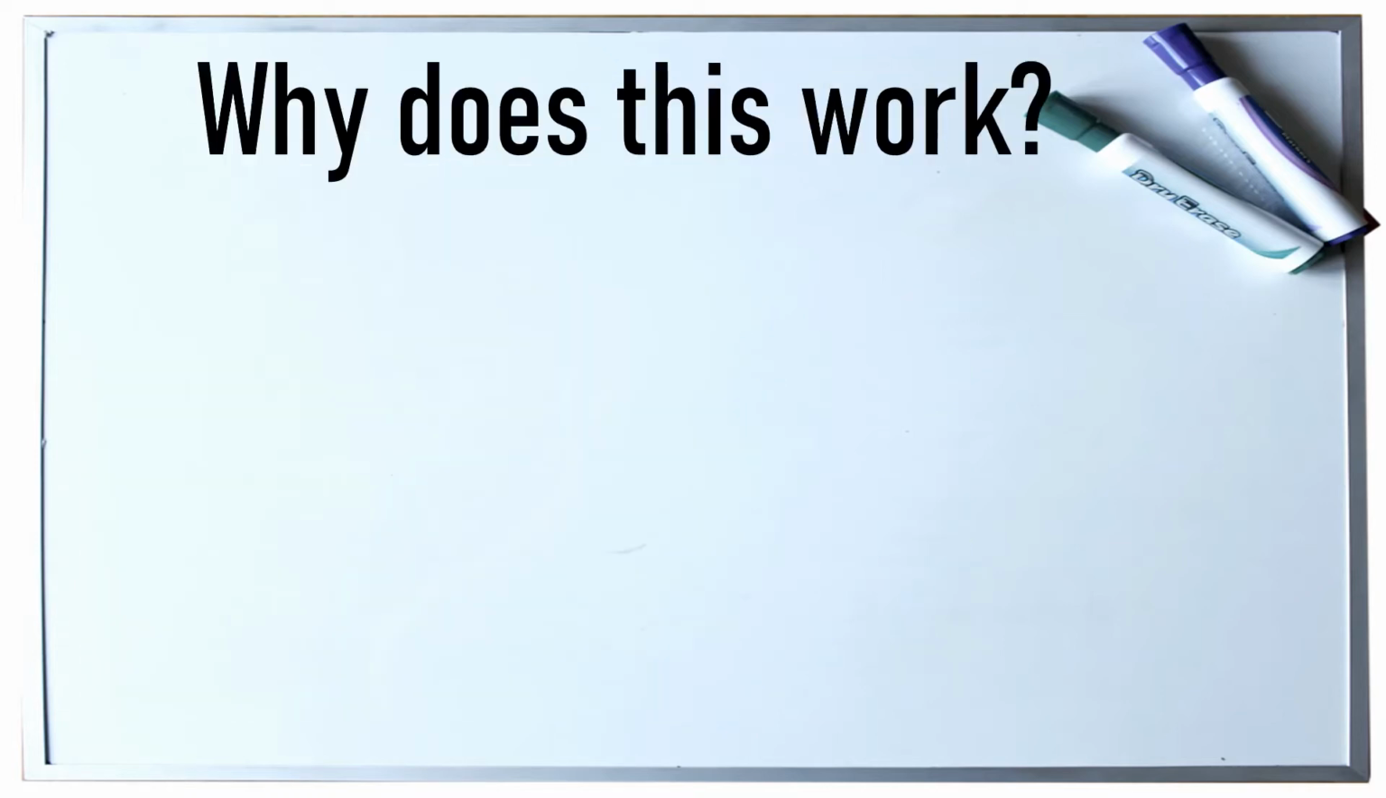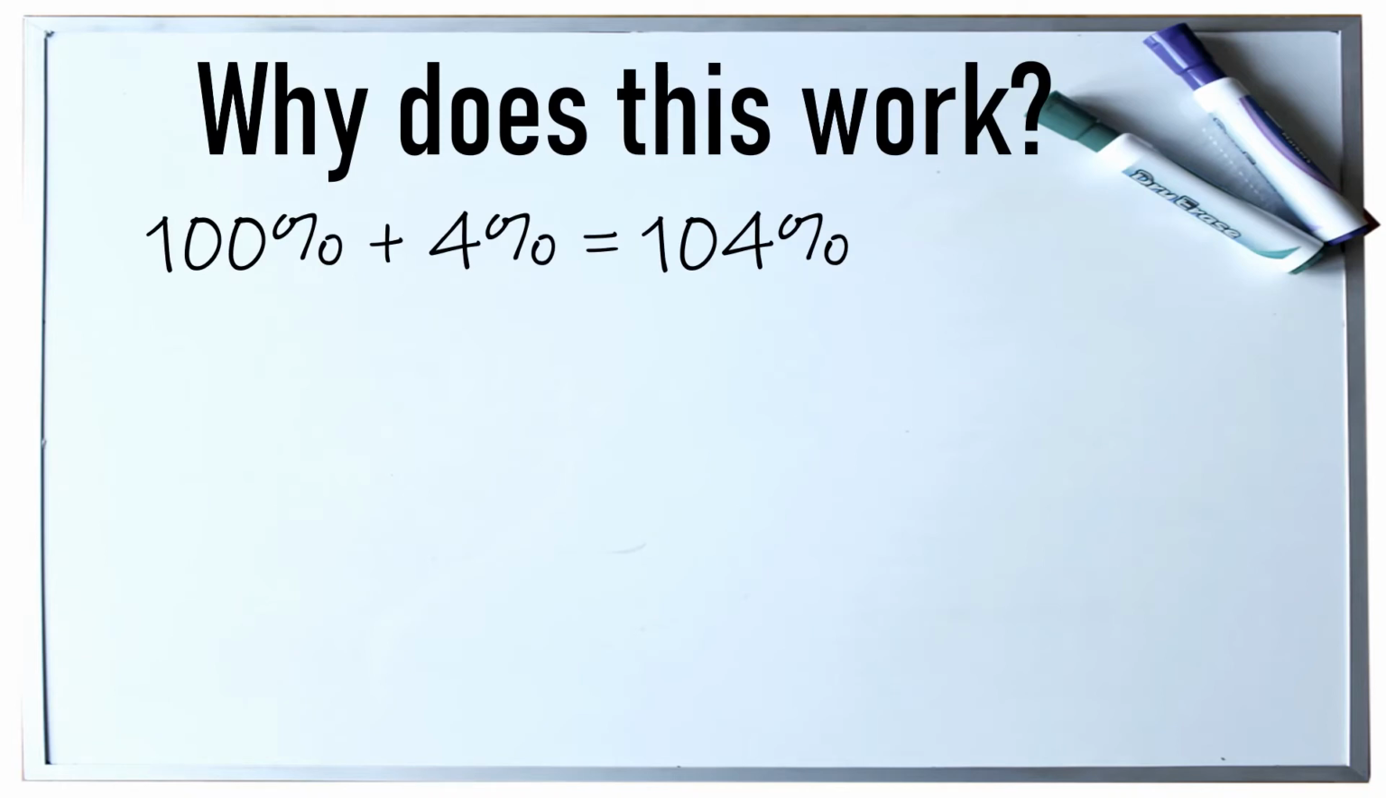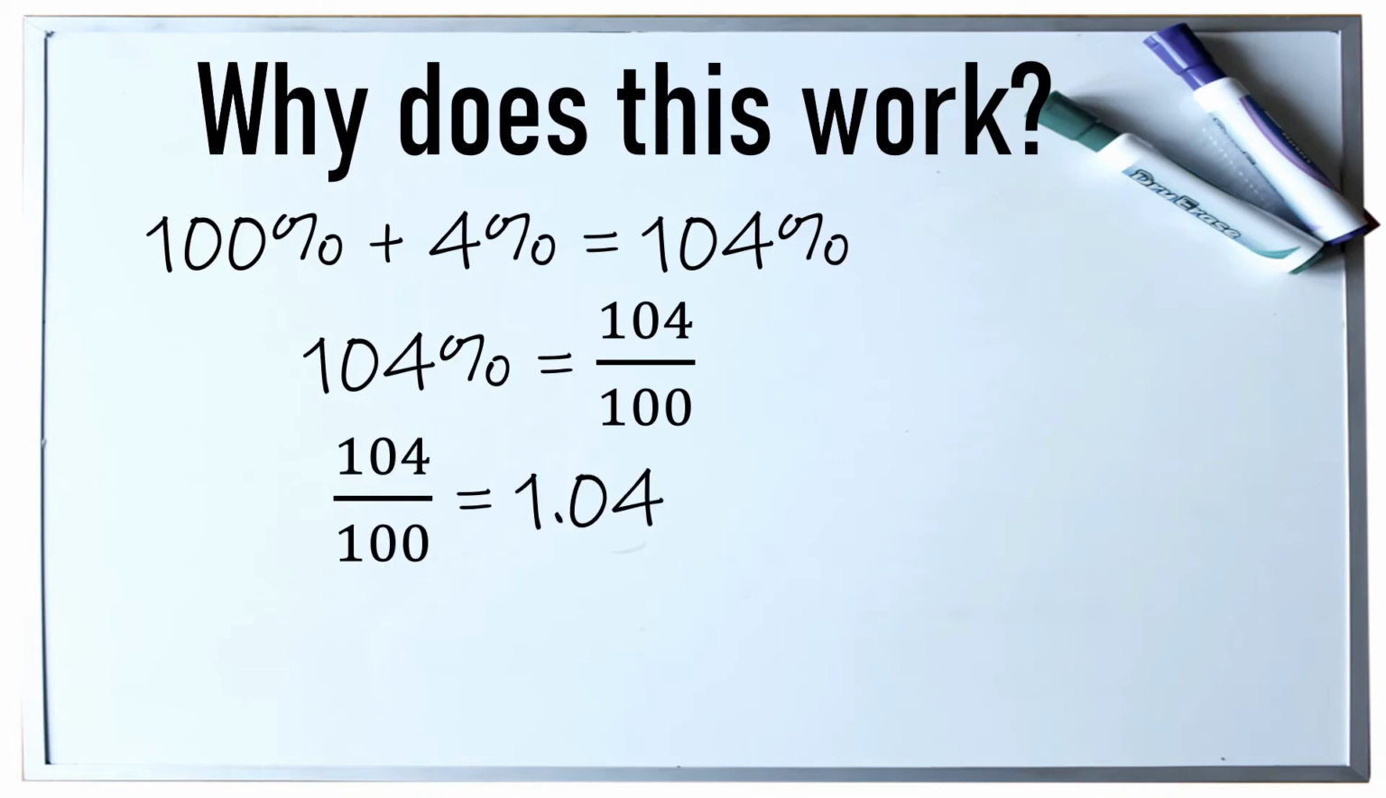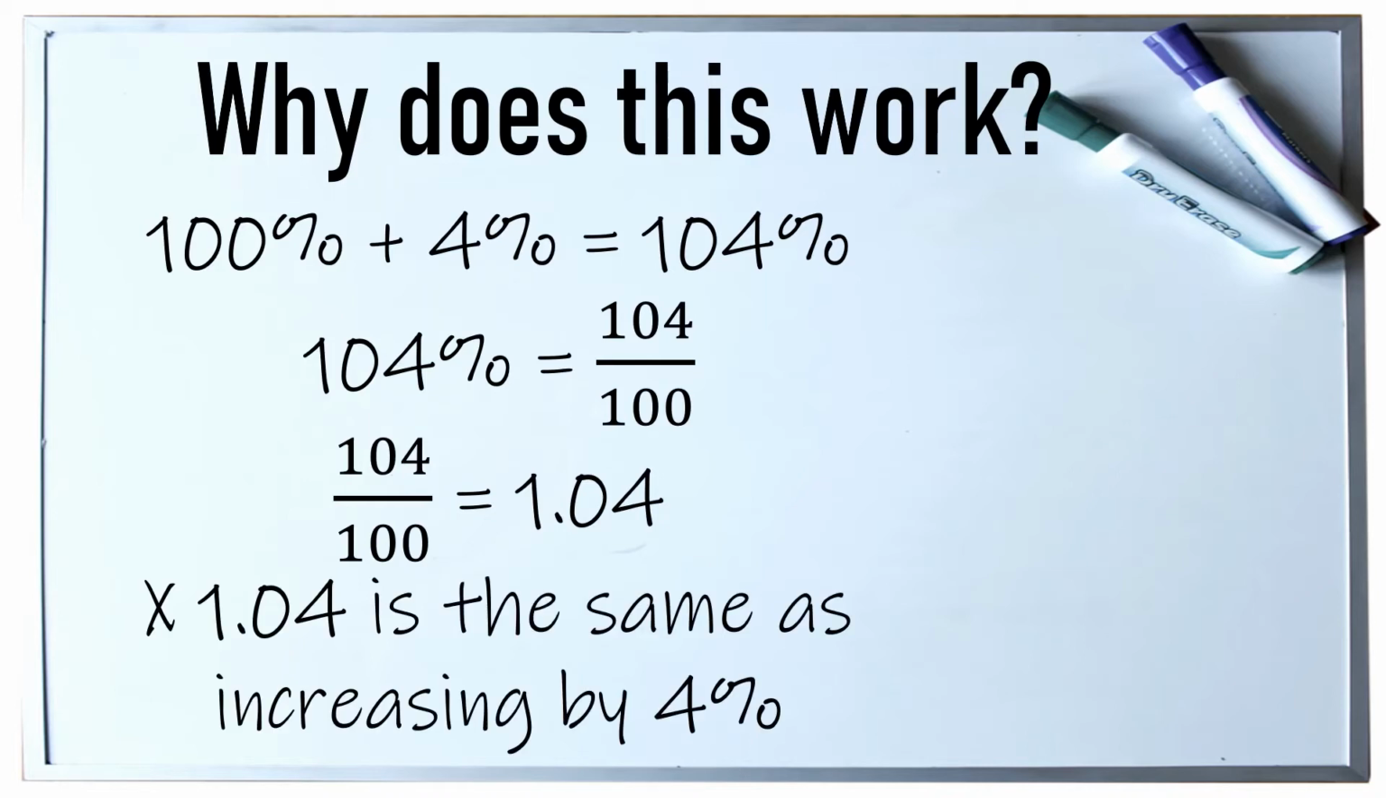So why does this work? Well, 100% plus 4% gives you 104%. 104% is the same as 104 over 100, which is the same as 1.04. So multiplying by 1.04 is the same as increasing by 4%.